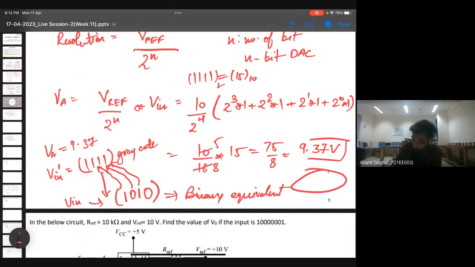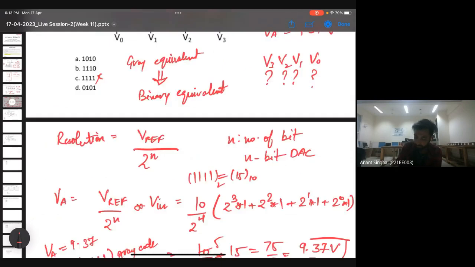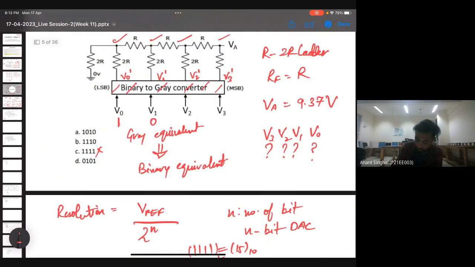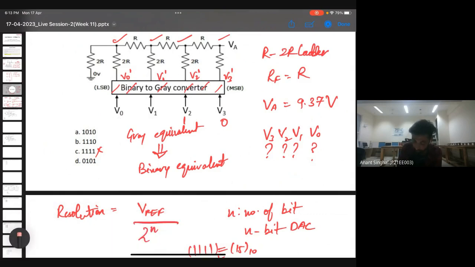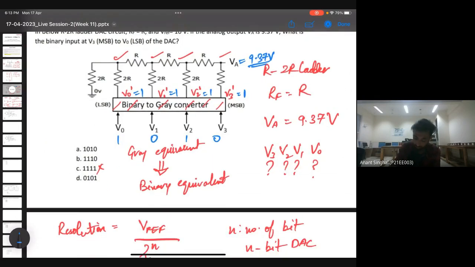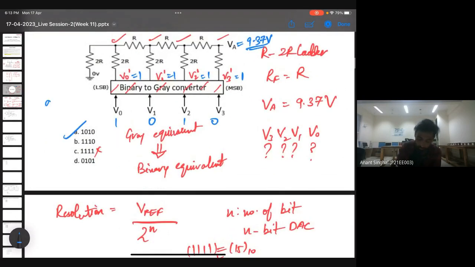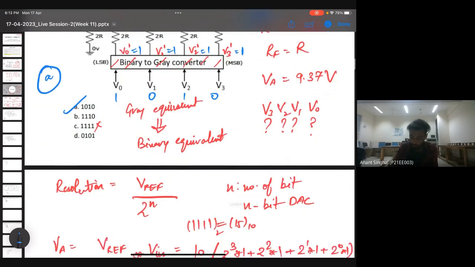So the answer to this question will be 1010. Once you attach 1010 here, you will get 1111 here, which will give a V of 9.37 volt. So the correct answer to this question is 1010, which is option number A. We'll start the next problem in 2 minutes.